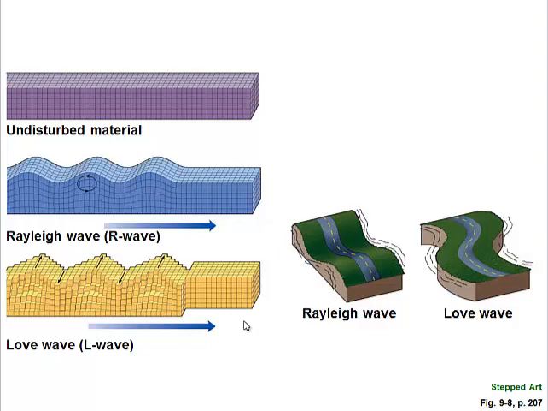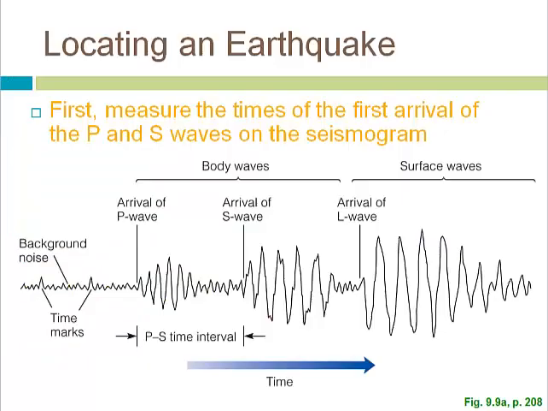They're not really that dramatic and they don't really cause a lot of damage, but if you get some amplification effects because they work in unison, you can have some real issues. But in most cases, it's the primary and secondary waves that we worry about the most. So how do we figure out where these earthquakes happen?